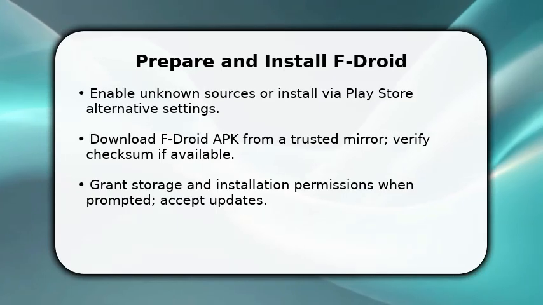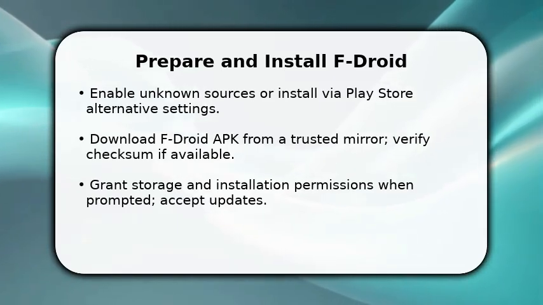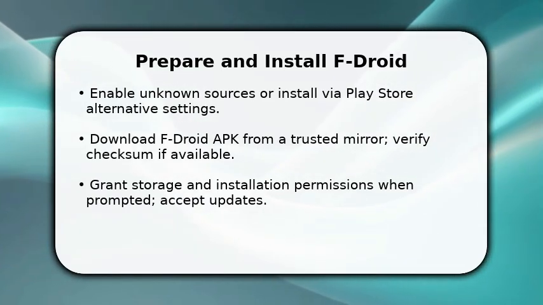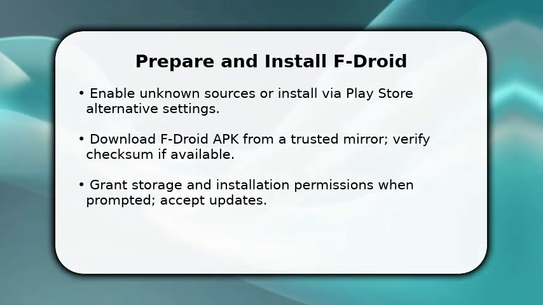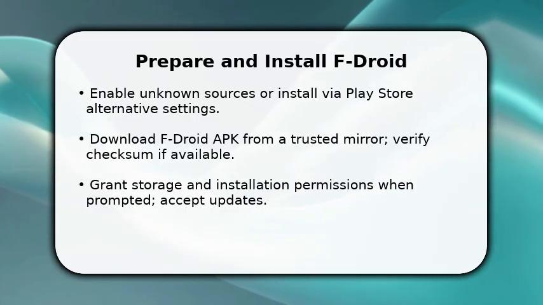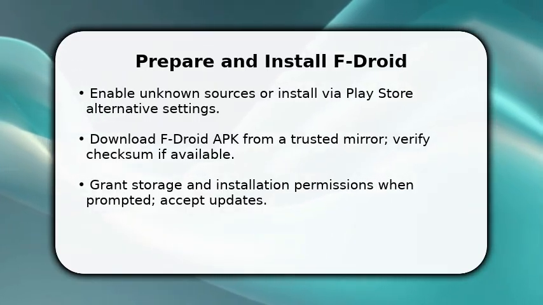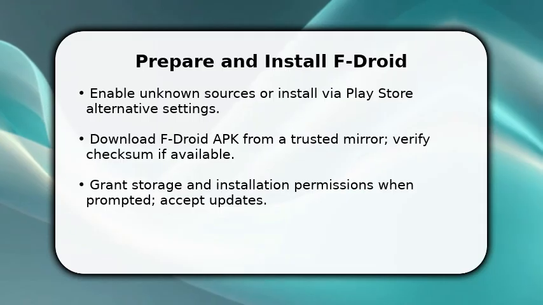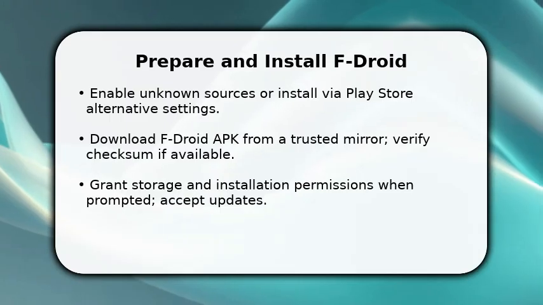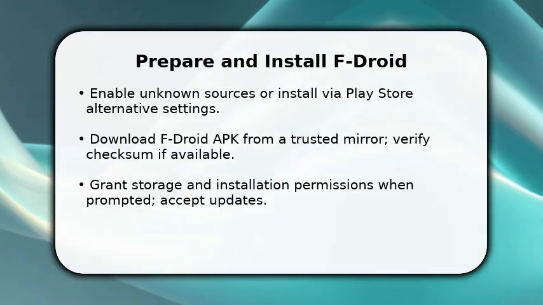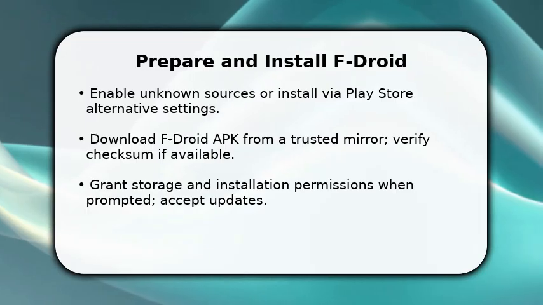Enjoy the video. You start by getting F-Droid onto your device and allowing installations outside the App Store. First, enable the appropriate install permission in settings for your browser or file manager. Next, download the F-Droid APK from a trusted source, and once downloaded, tap the file to install. Make sure to grant the installer permission to write and install apps. This step lets you update apps later.